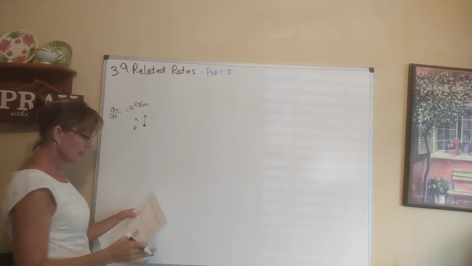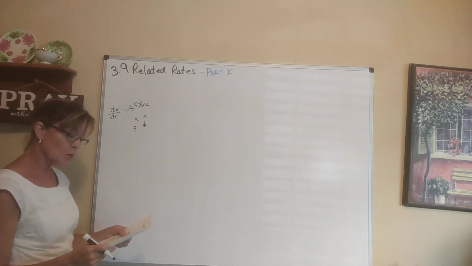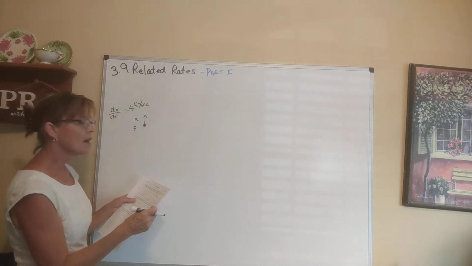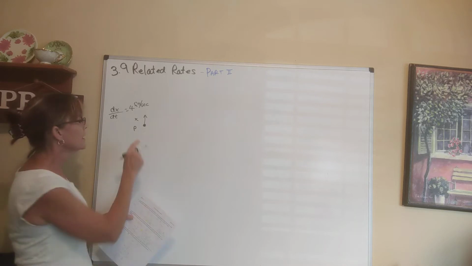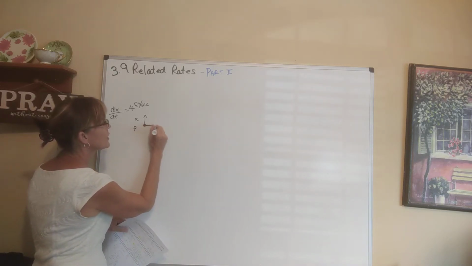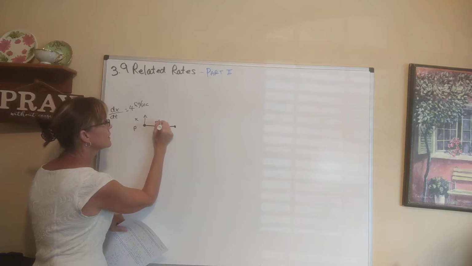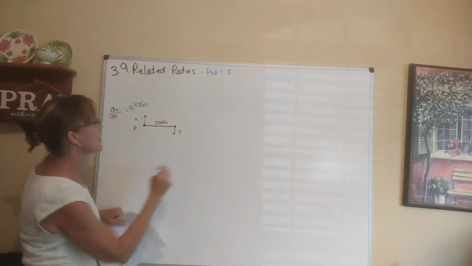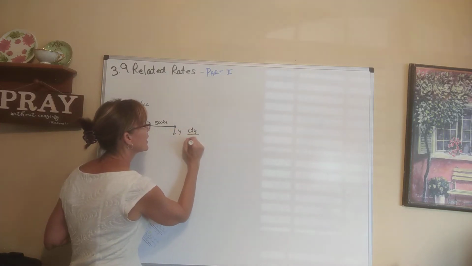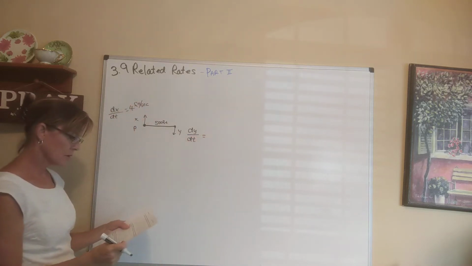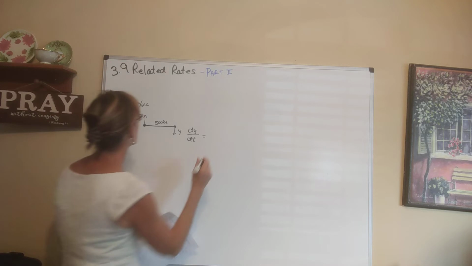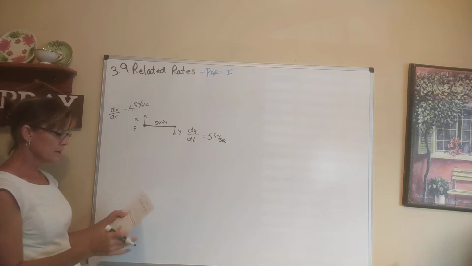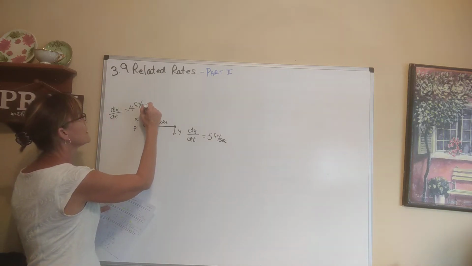Okay. And then it says 5 minutes later, a woman starts walking south at 5 feet per second from a point 500 feet due east of P. East is to the right. So 500 feet away, this is 500 feet. A woman starts walking south. I'm going to call the woman y. And her rate of change, dy/dt, is equal to 5 feet per second.